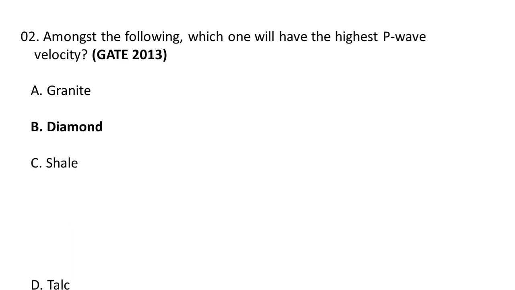Next question. Amongst the following, which one will have the highest P wave velocity? The choices are A. Granite, B. Diamond, C. Shale and D. Talc. So diamond has the highest P wave velocity when compared to granite, shale and talc. B is the correct option.